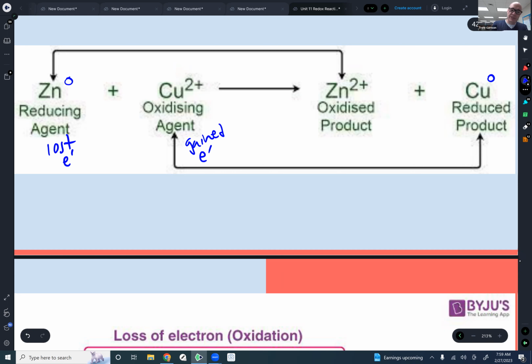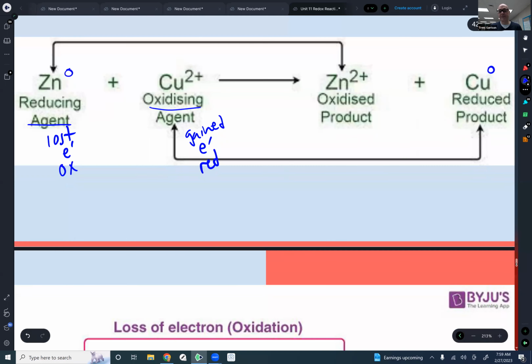Because of that term, the zinc actually has gone through oxidation. That's why it's called the reducing agent. The copper has gone through reduction. That's why it's called the oxidizing agent. All right. Moving on.